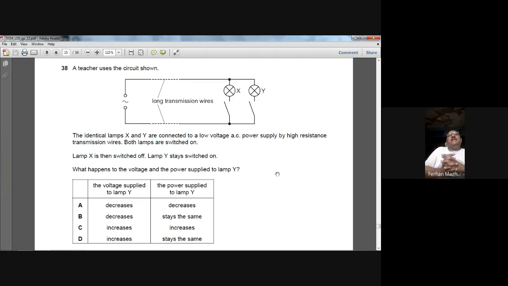Lamp X, both lamps are switched on. Lamp X is then switched off. Lamp Y stays switched on. What happens to the voltage and the power supply to the lamp Y?